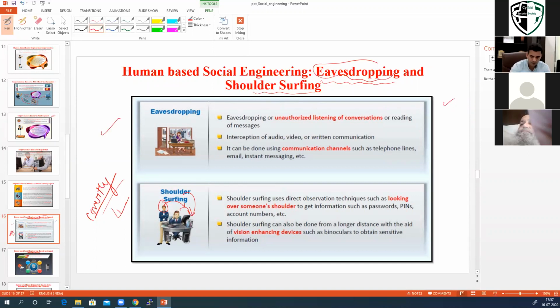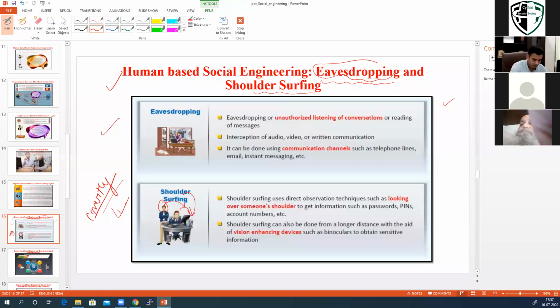And eavesdropping is obviously the unauthorized listening of conversations. खाली सुनेगा नहीं, obviously उसको use करेगा. He can intercept that communication, चाहे वो audio हो, video हो, it can be communication in written form as well. So that is an eavesdropping case. और फिर जो information उसको मिल रही है, obviously he can use it as an attack and target that person. So this is what we call human based social engineering.